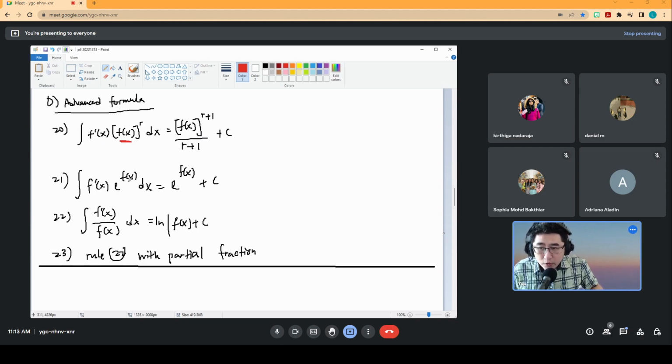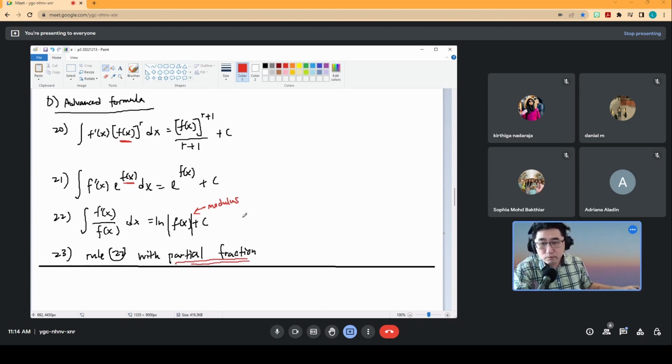For 21, if you have f(x) over here and this is an f prime, then you will have e to the power f(x) like this. And 22, if you have a fraction where the top is the differentiate of the bottom, then you can write it like this. I'm missing a line here, sorry. This is a modulus. And rule 23 is rule 22 together with partial fraction, so you'll be expected to know how to do your partial fraction correctly.